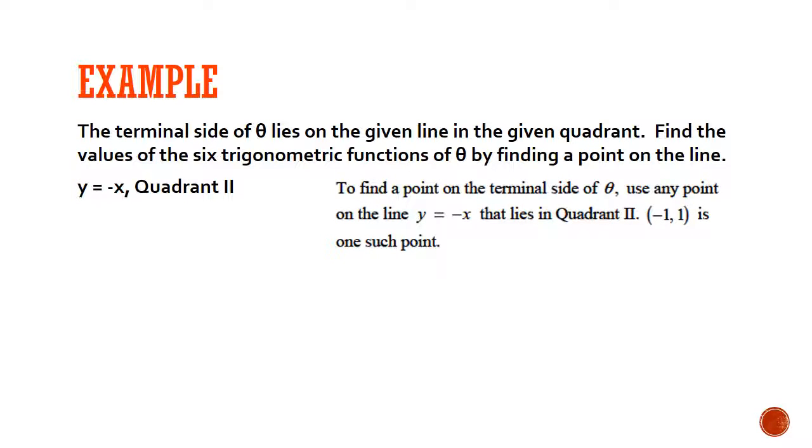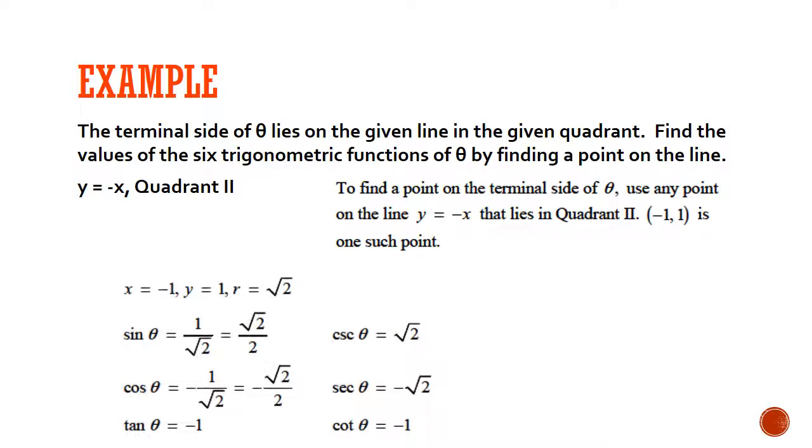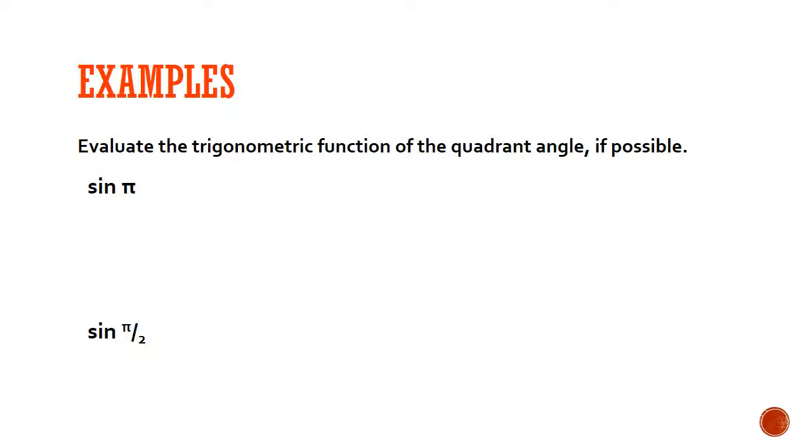Okay, easiest point to work with on this line is going to be negative 1, 1. So use that to find r, and use that to find your ratios. Evaluate the trig functions of the quadrant angle if you can.